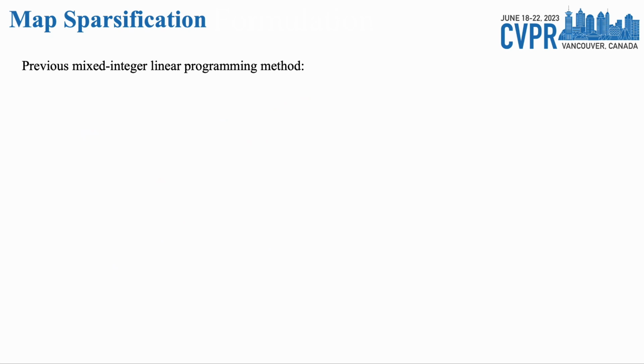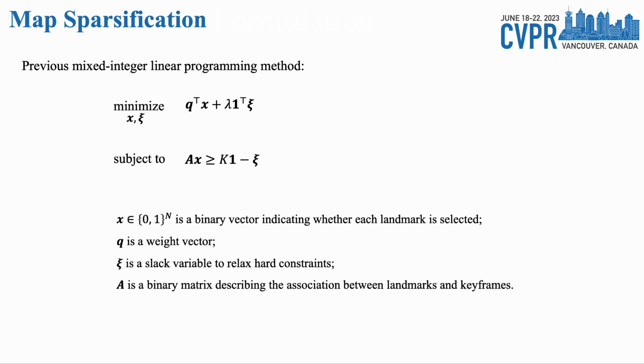Map sparsification is commonly related to a K-cover problem and is solved using mixed integer programming. Here, we use a binary vector to indicate whether a landmark is selected. The target is to minimize the number of landmarks. The constraint is to keep at least k visible landmarks for each image. This formulation only considers the number of landmarks, but their distribution is also important.